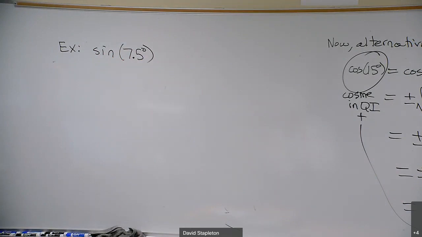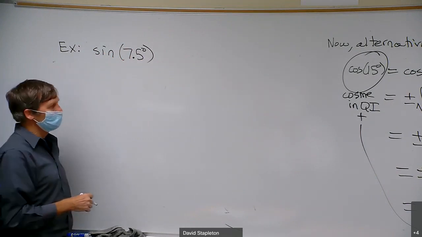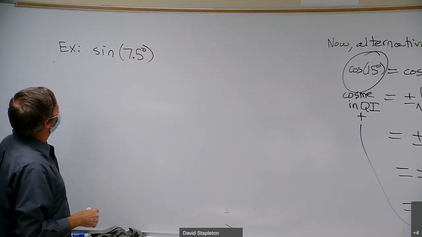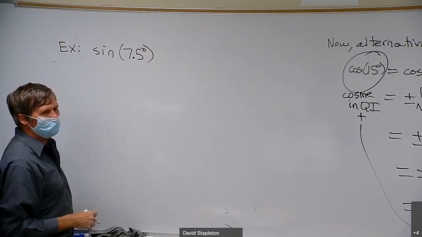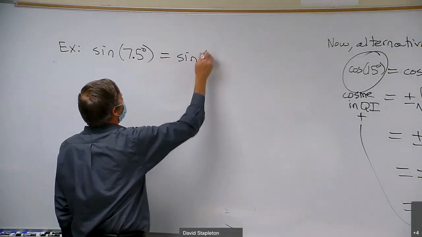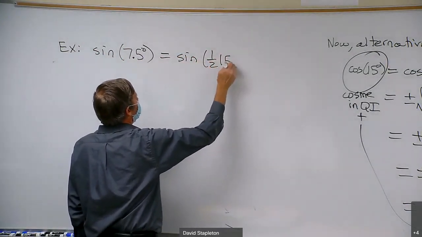This is the kind of question I'd like to ask you in the test, but I'm not going to, but I sure would like to, because this will really test your skills whether you know this or not. Why do I know I can do 7.5 degrees? It's because it's half of 15 degrees, which we already did.